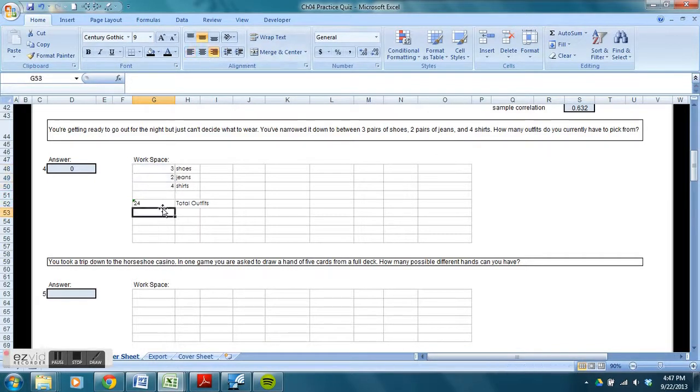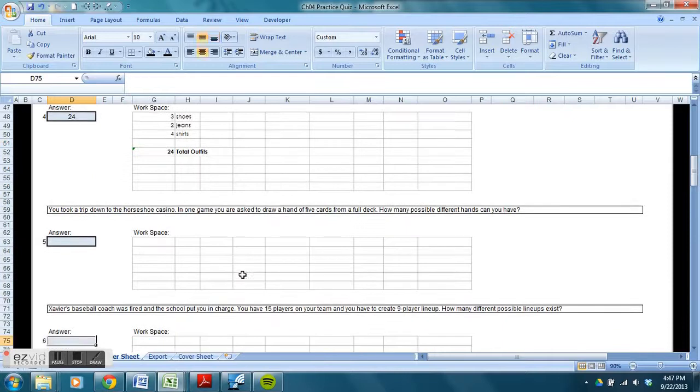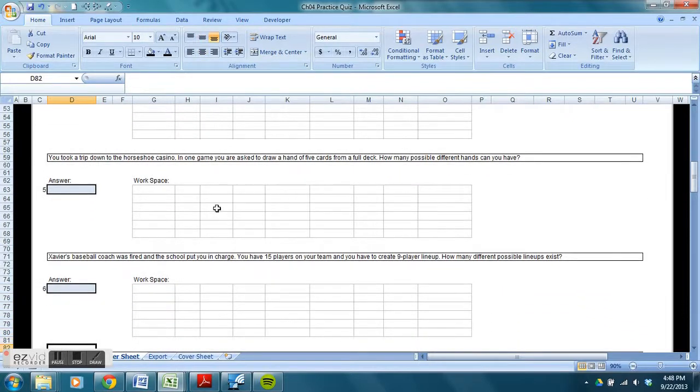And set our answer equal to 24 outfits. Question 5. You took a trip down to the casino. In one game, you are asked to draw a hand of 5 cards from a full deck. How many possible different hands can you have?